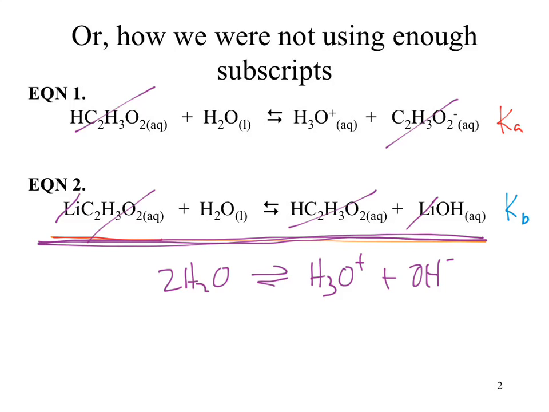Okay, why is this interesting? What's the K expression for this? It's the Kw. Okay. Why is this further important? What happens when we add two equations? What happens to the equilibrium constants? If I wanted to solve for Kw, Kw is equal to H3O plus times OH minus, but it's also equal to Ka times Kb.